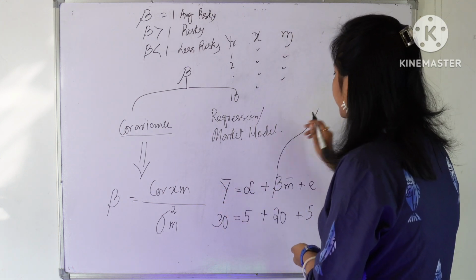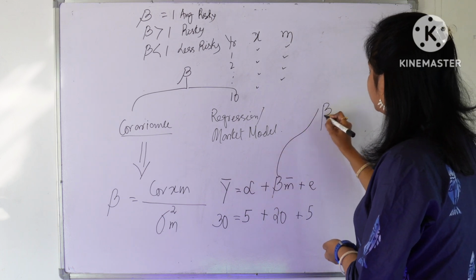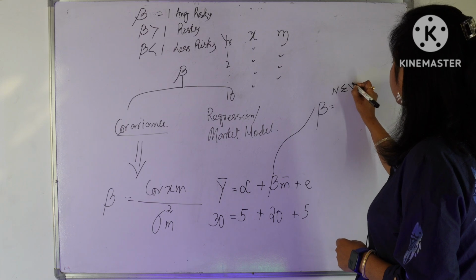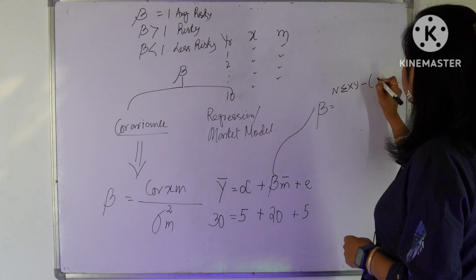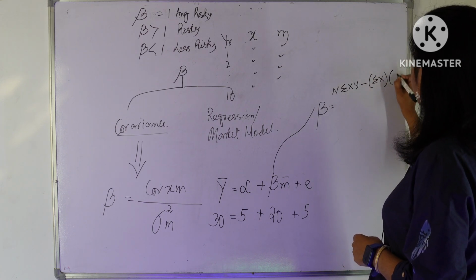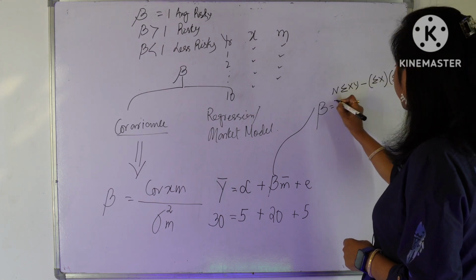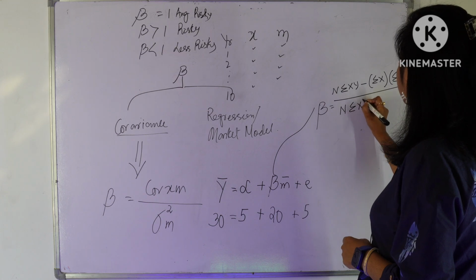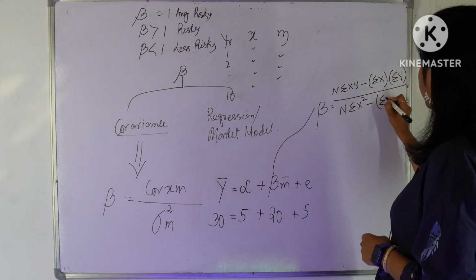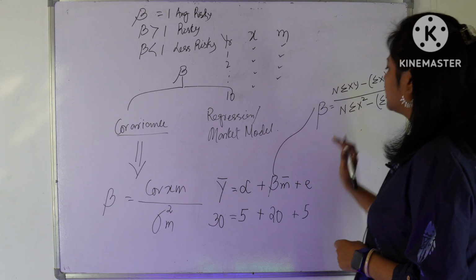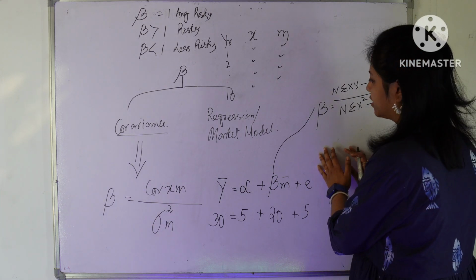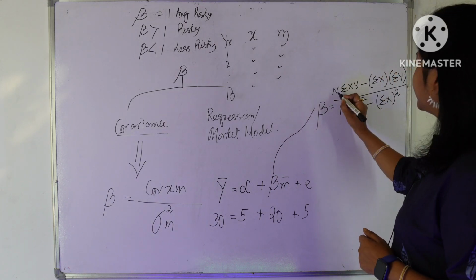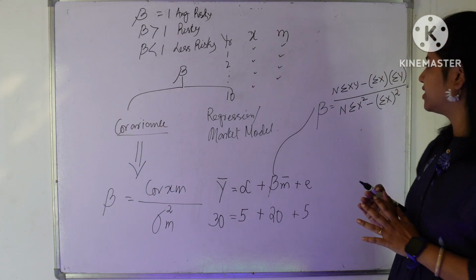Now for calculating beta under the regression method, there is a formula: n sigma xy minus sigma x into sigma y, divided by n sigma x square minus sigma x whole square. This is the formula of beta if you have to calculate beta under the regression model. So what is this? Beta is n. n means how many years of observations there are.